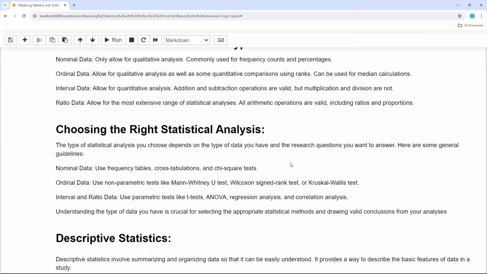if you are coming across ordinal data, we will use non-parametric tests like the Mann-Whitney U test. So we will use these kinds of tests. And if you're talking about interval and ratio data, we will use parametric tests like t-test, ANOVA, regression analysis, and correlation analysis. So basically, understanding the type of data you have is crucial for selecting the appropriate statistical methods based on the data we have, and drawing solid conclusions from our analysis.